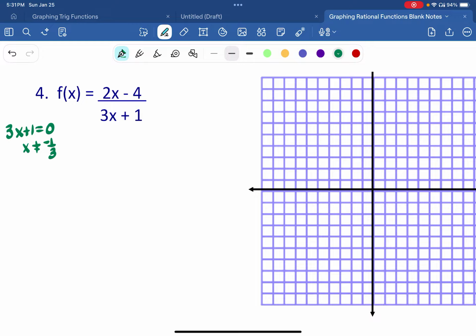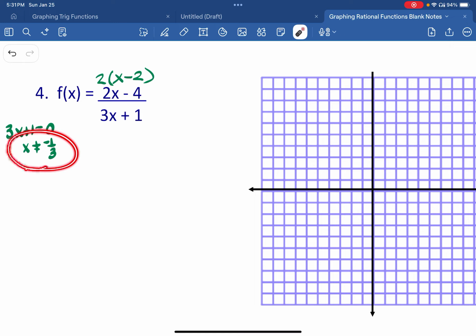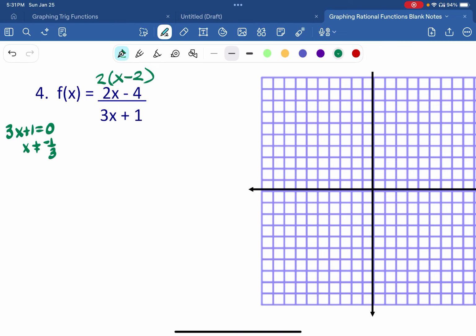If I factor that numerator, the only thing that factors is a 2, and I get 2 times x minus 2. The denominator does not factor. You notice nothing cancels out, so it's safe to say that's going to be a vertical asymptote. So no hole for this one.